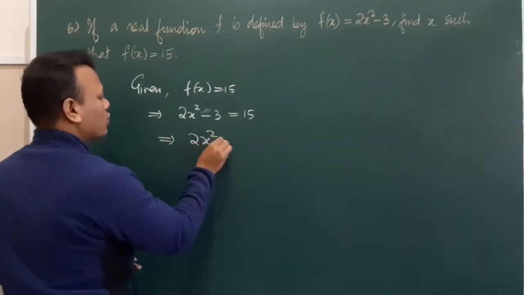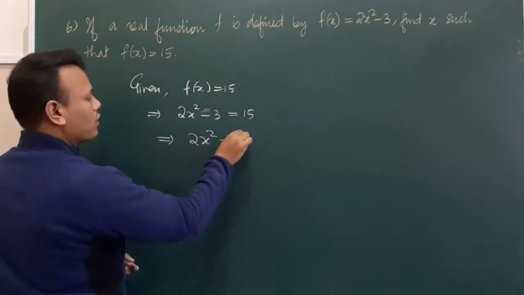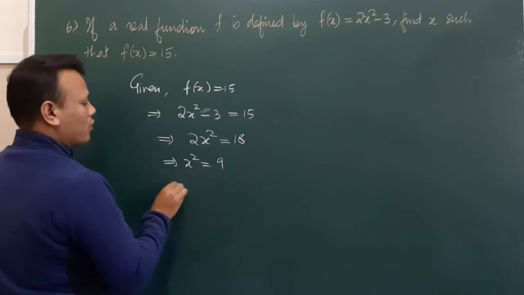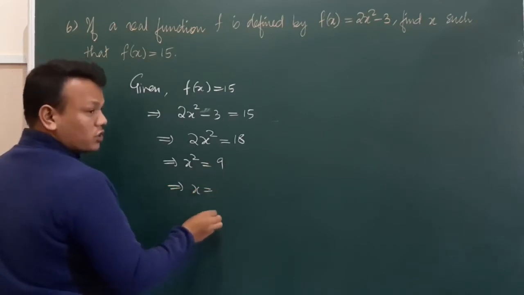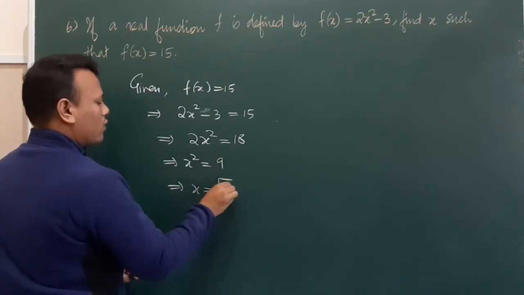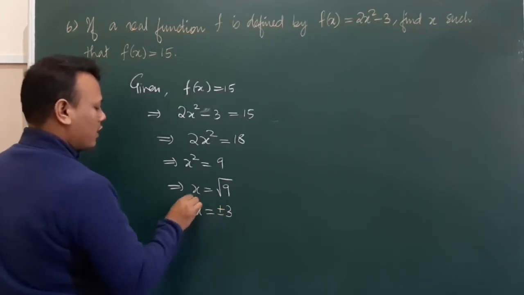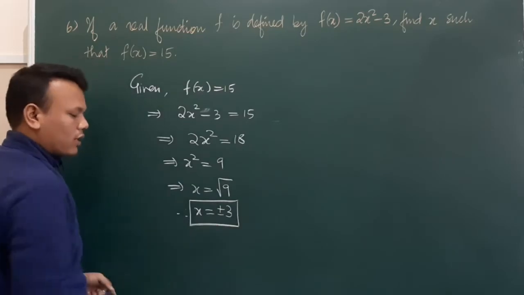So we have 2x squared equals, this goes over there, 18. So we have x squared equals 9. So from here x will be equal to the square root of 9. Therefore, the value of x will be plus minus 3. So pause the video and note it down.